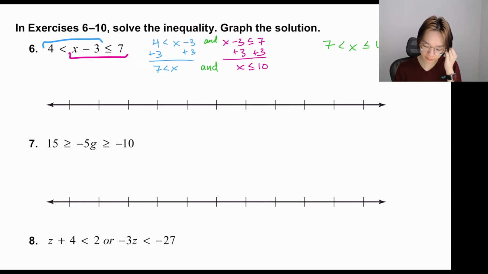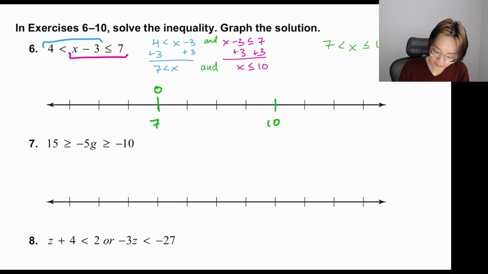And this is how we would graph it. Let's put 7 right here. Let's put 10 right here. 7 is an open circle. 10 is a closed circle. Let's double check they overlap each other. So we have x is greater than 7. That goes that way. X is less than 10. That goes that way. They do overlap. And this is where they overlap.